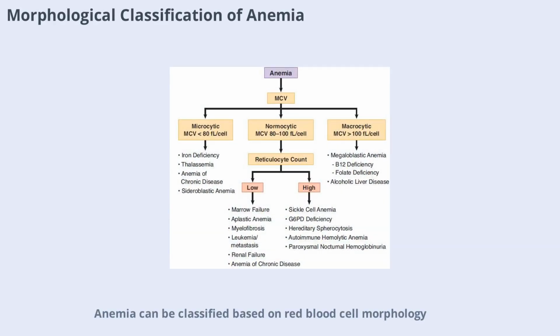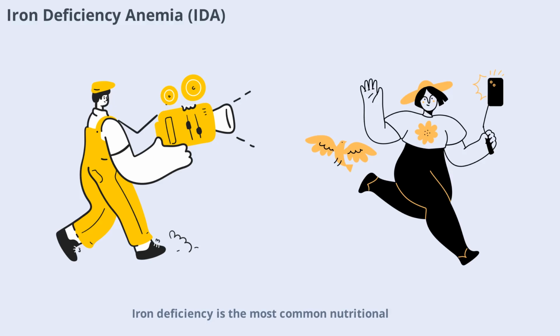Anemia can be classified based on red blood cell morphology. Microcytic hypochromic anemia, usually due to iron deficiency, macrocytic anemia, often from vitamin B12 or folic acid deficiency, and normocytic anemia, caused by recent blood loss, bone marrow failure, or chronic disease. This classification helps guide diagnostic and therapeutic decisions. Iron deficiency is the most common nutritional deficiency and the leading cause of anemia worldwide.